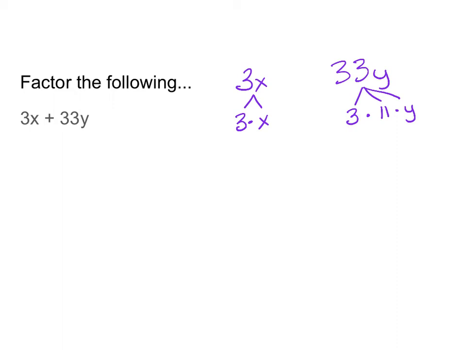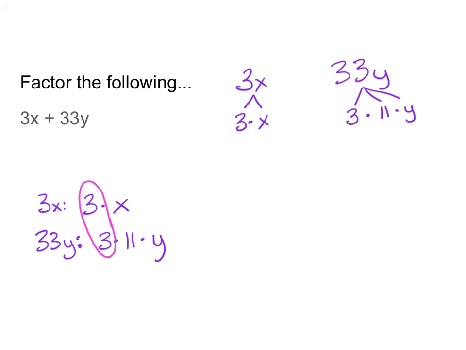All right, what do I have that's common in between my 3x and my 33y? So I'm gonna write it in order. I have 3 times 11 times y. Let's go ahead and circle. So I see that I have 3's in common.